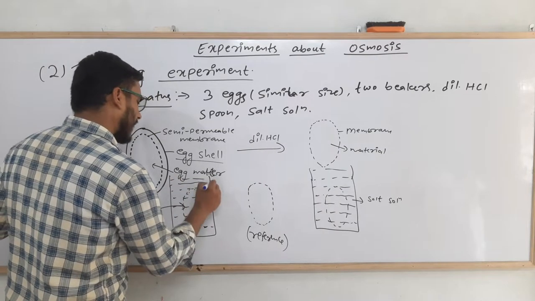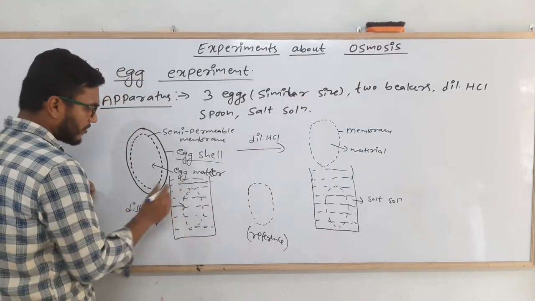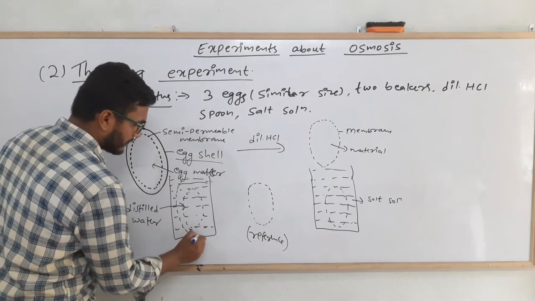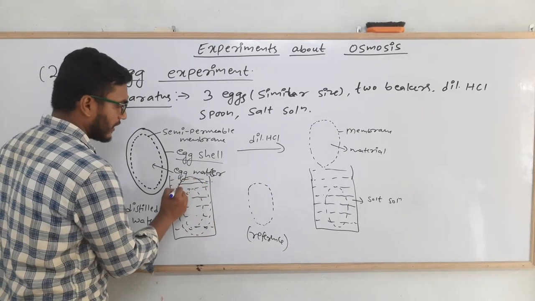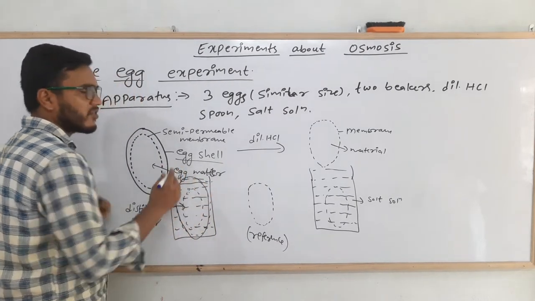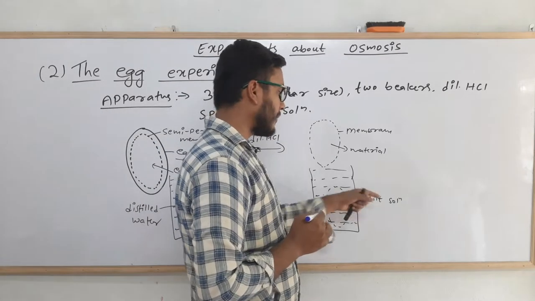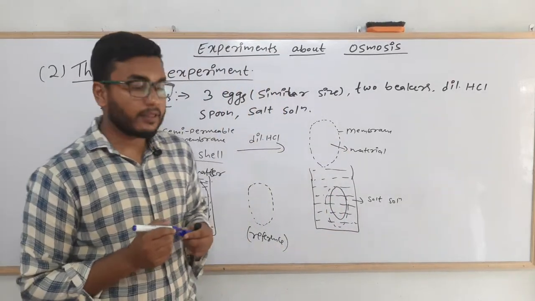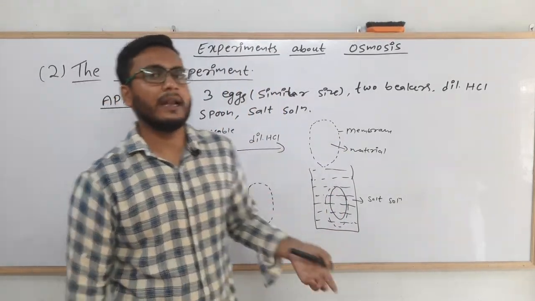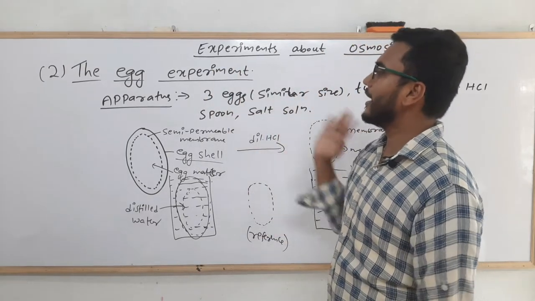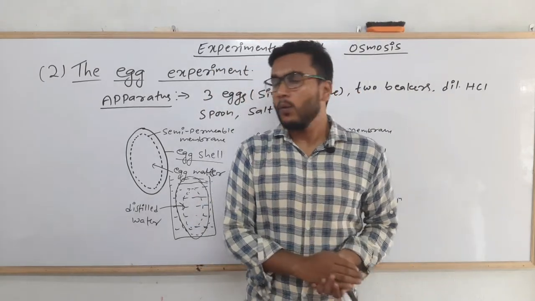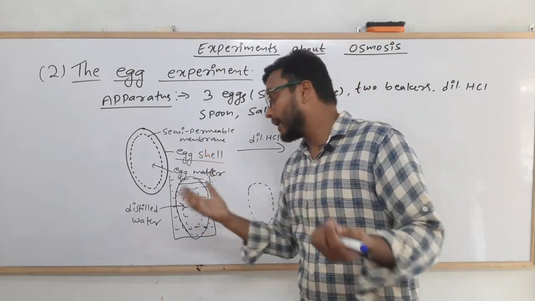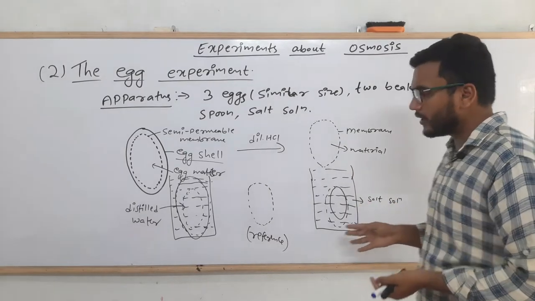But as time passes, we can observe that the egg put in distilled water starts to swell. That is, its size starts to increase. Now the size becomes bigger. And the egg that is kept in salt solution, its size decreases, that is, it shrinks. This is the experimental observation that we see in the laboratory if we do this experiment. But what is the reason for that? Why does the egg kept in distilled water swell and get bigger, and the one kept in salt solution get smaller?